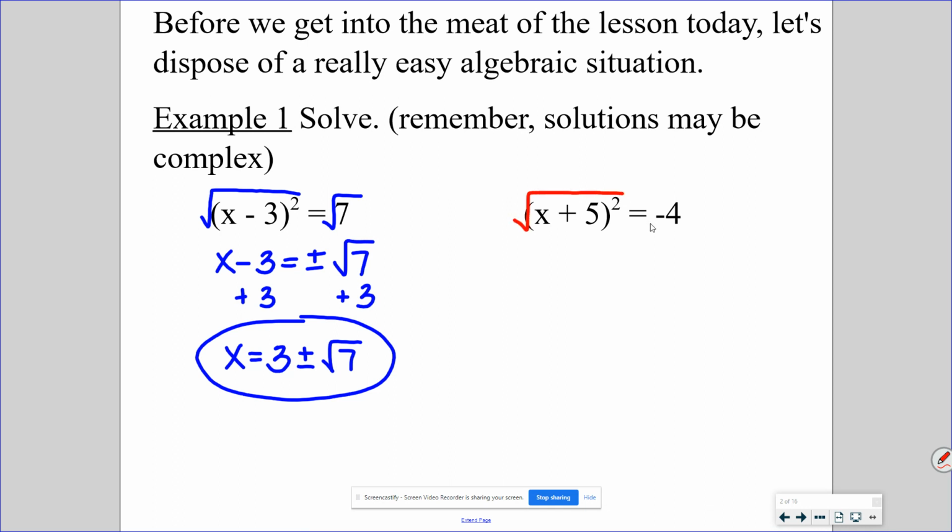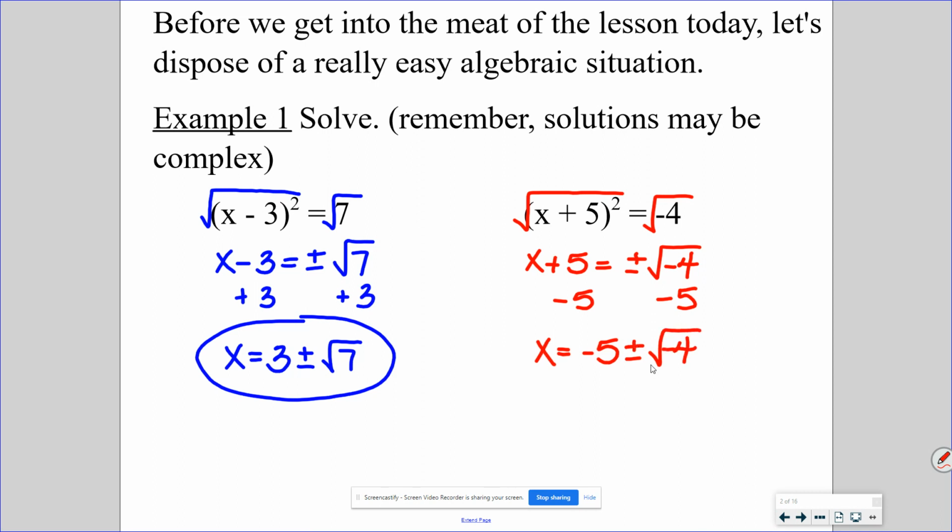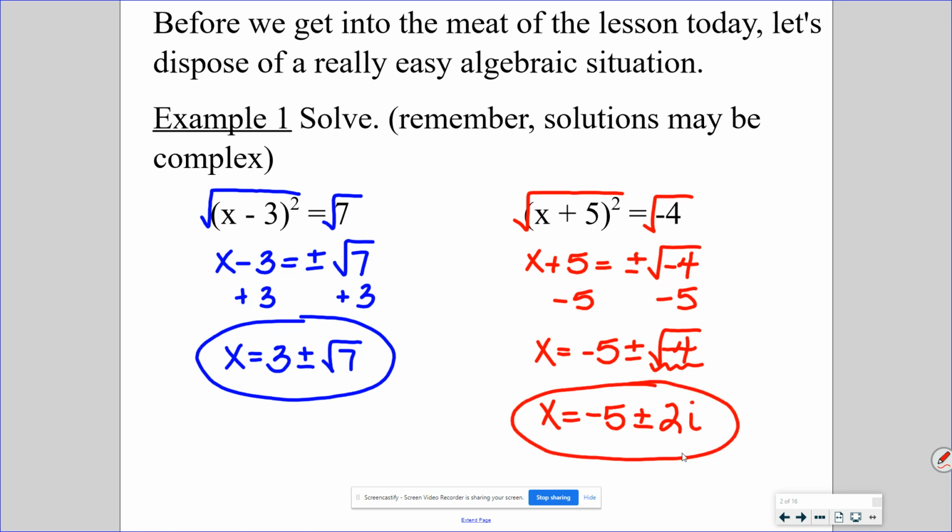All right, let's do another one very similar to that. So again, the first step would be to undo the squared by square rooting. And you would get plus or minus the square root of -4. And you're going to subtract 5 on each side. So I'm going to write it as -5 plus or minus the square root of -4. Now, this question has an additional step, because the square root of -4 is actually an imaginary number that's equal to 2i. So we would want to simplify that down before finishing the problem.